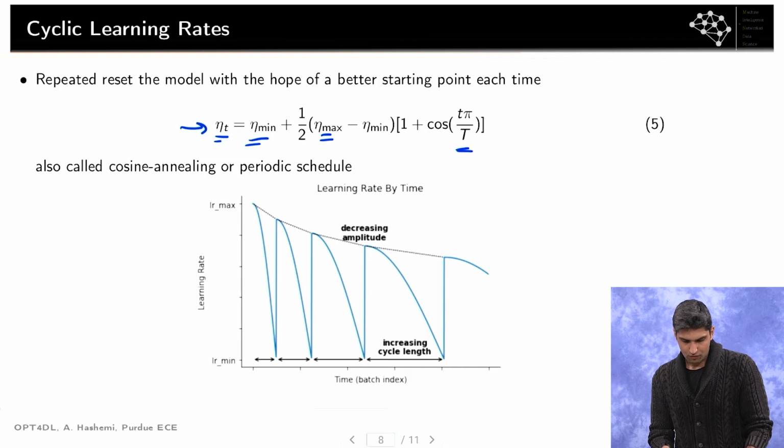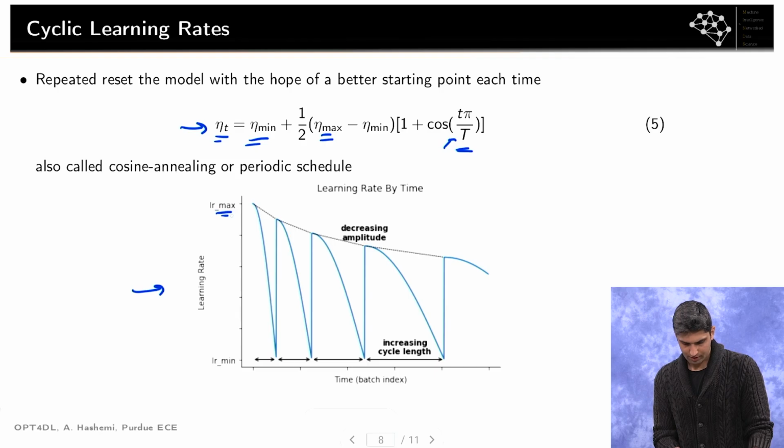Now, what we typically also do in practice is that we use this in conjunction with other methods. For instance, this minimum and maximum could themselves be tuned by using a decaying learning rate schedule. Even the frequency itself could be decayed. Okay, so this is a general way of thinking about this approach.